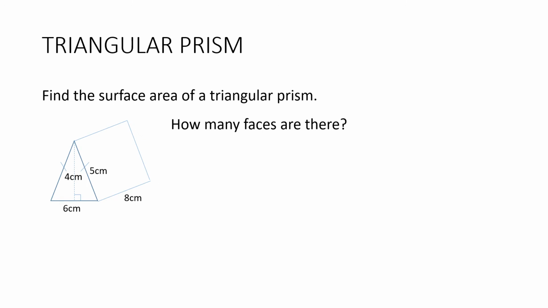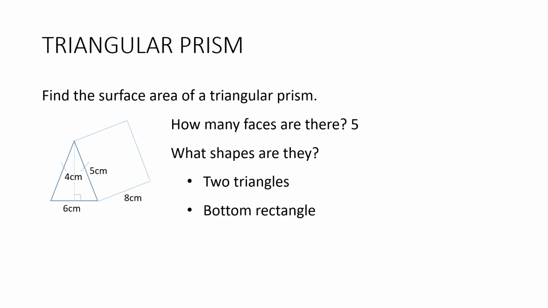This one's a triangular prism. We're going to start with how many faces there are. There are 5. We've got the front and the back, the 2 sides, and 1 bottom. What shapes are they? Well, we have the 2 triangles, and they're going to be identical. We've got a bottom rectangle, and we've got 2 rectangular sides, which are equal because this is an isosceles triangle.